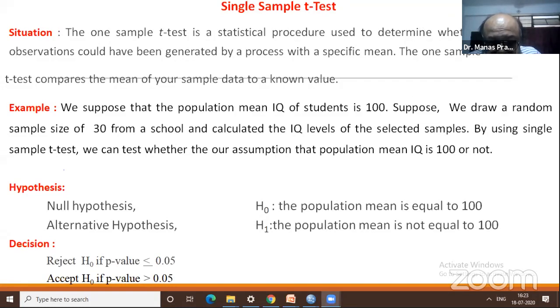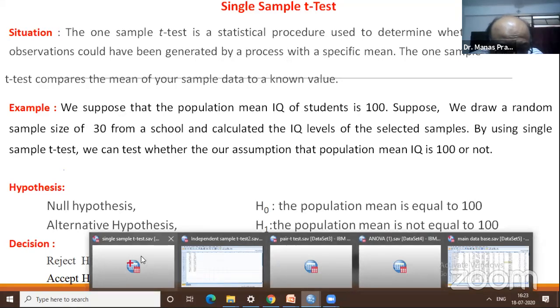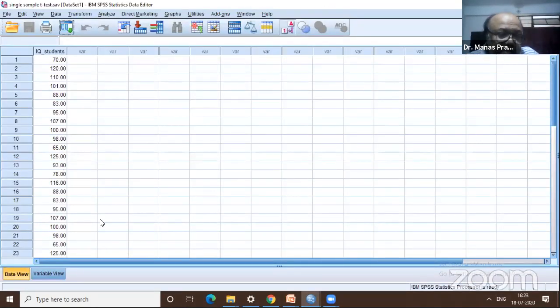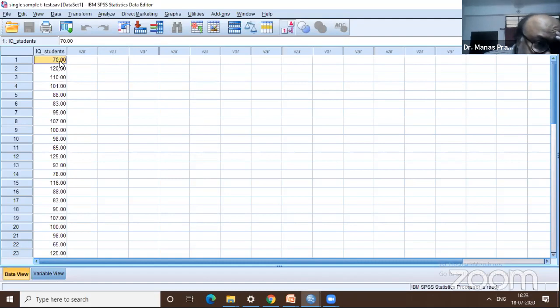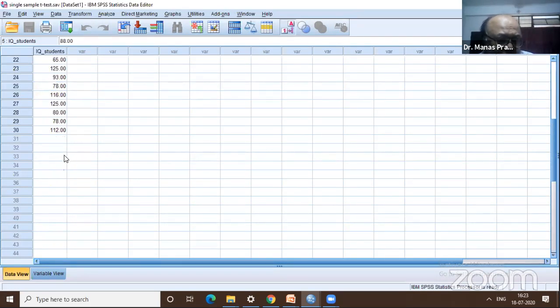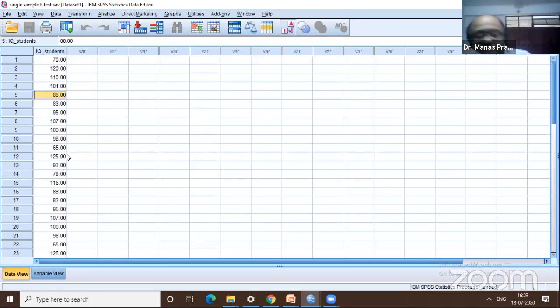I have entered some sample data. This is the single sample t-test. These are the students of the school, 30 students, and we conducted a test. The first student gets 70 marks, the second student gets 120 marks, the third gets 110, the fourth gets 101, the fifth got 88. Like this, we have marks of the 30 students we selected randomly. We have to enter them like this in SPSS.